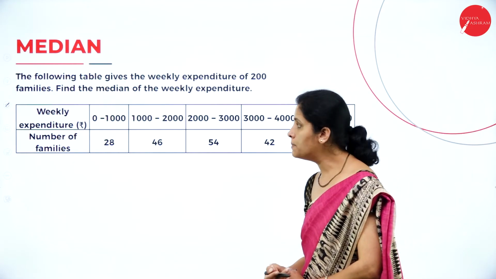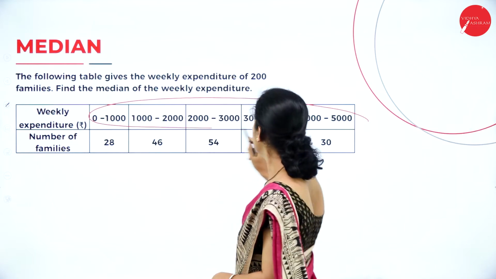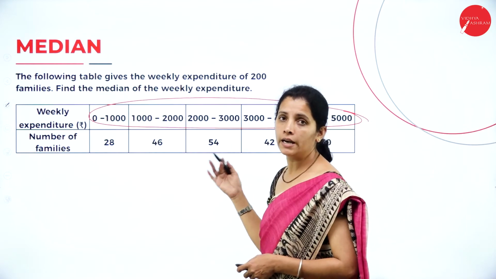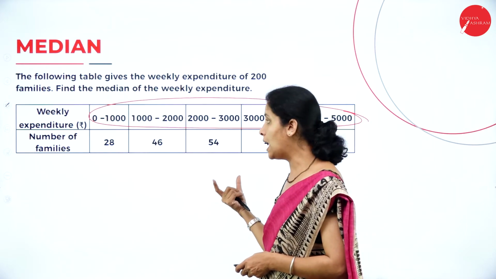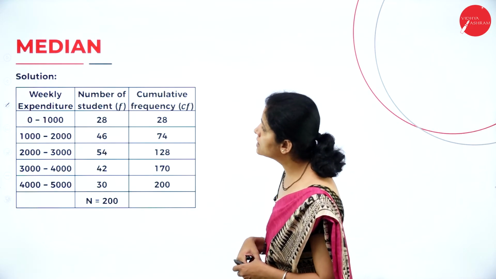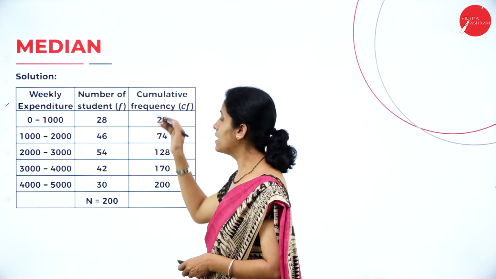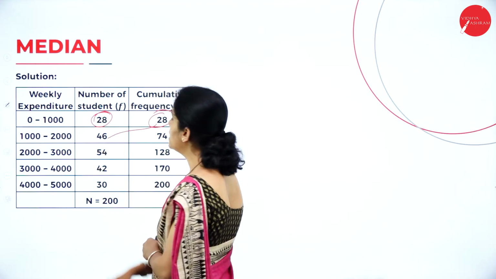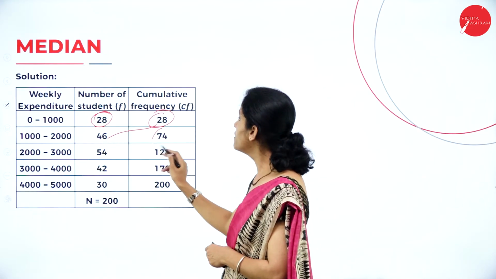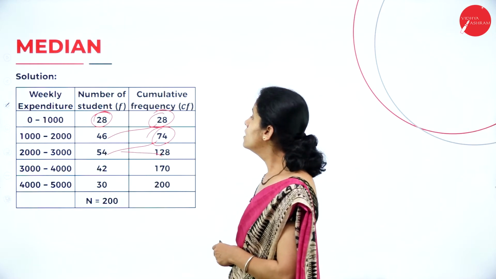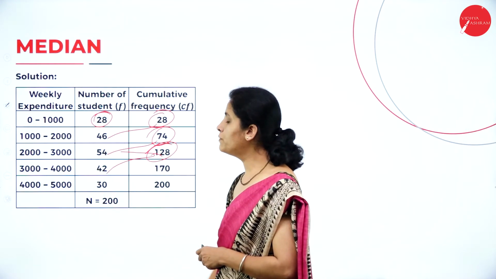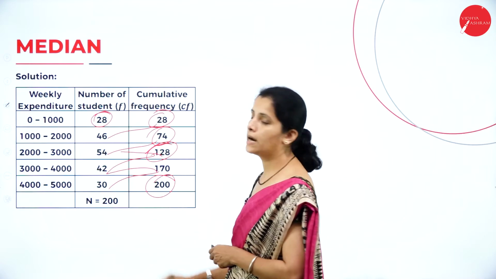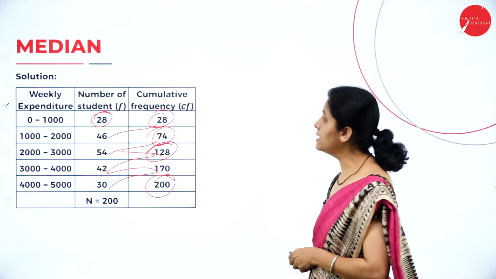Now I have the problem and if I consider this data, all the data are in ascending order. So no need to rewrite the data because all the data are aligned. Now what I want to do? I want to construct the table and see here. I want to find out the cumulative frequency. So it is 28. 28 plus 46, it is 74. 74 plus 54, it is 128. 128 plus 42, it is 170. 170 plus 30, it is 200. Now, what is n? N is nothing but 200.